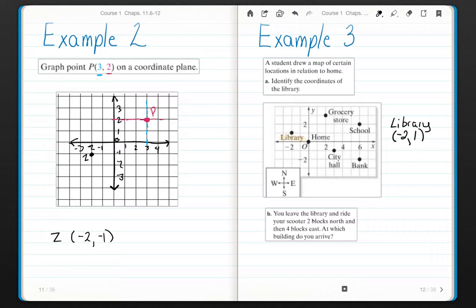Now B, you leave the library and ride your scooter 2 blocks north and then 4 blocks east. At which building do you arrive? So I see north is up, so I'm going 2 blocks up. Let's change my color here so it's a little easier to see. So I'm going 2 blocks up, and then I'm going 4 blocks east, which is to the right. So 1, 2, 3, 4, and I end up at the grocery store.